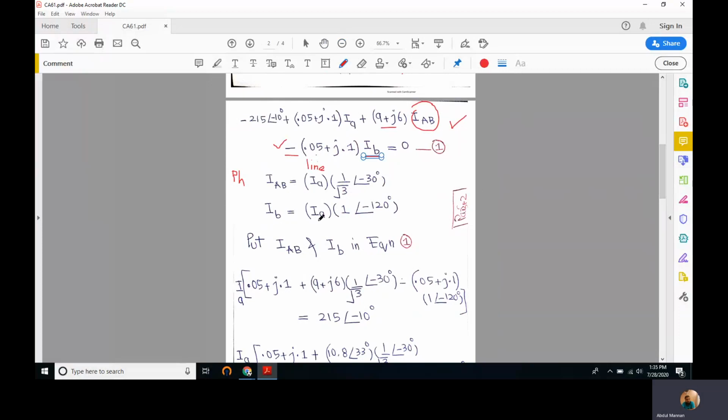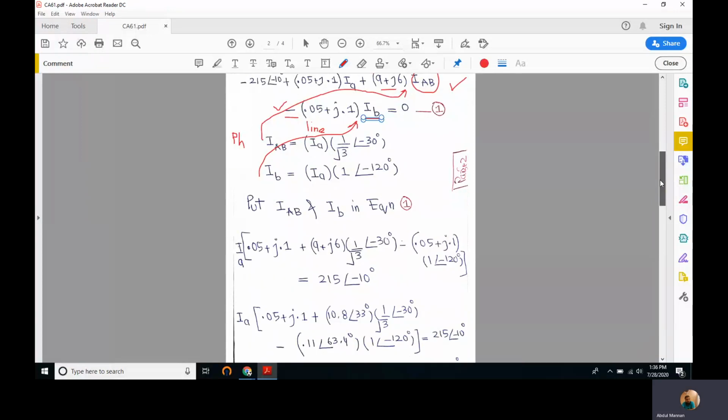Similarly, IB is also a line current. IA is also a line current, but IB is delayed by 120 degrees to fulfill the requirement of a balanced three-phase system. So now we have computed IAB and IB in terms of IA. So we can put these values into equation number 1. We'll put this here and IB here.